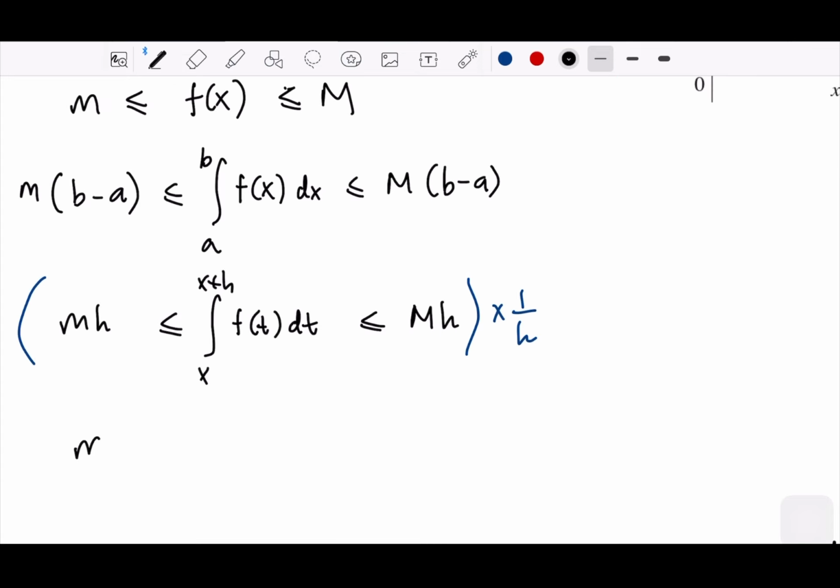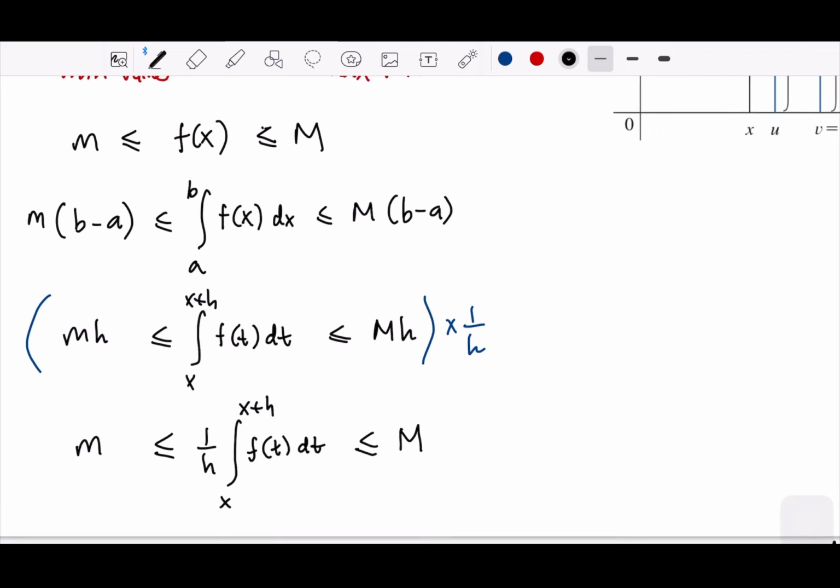And now we can see that m is less than or equal to 1 over h, integral from x to x plus h of f of t dt, and this is less than or equal to capital M. Now we came to this conclusion, which reminds us of this expression with the previous expression, right? We have this 1 over h, integration from x to x plus h, f of t dt. The next thing we're going to do is take the limit for all these three inequalities.